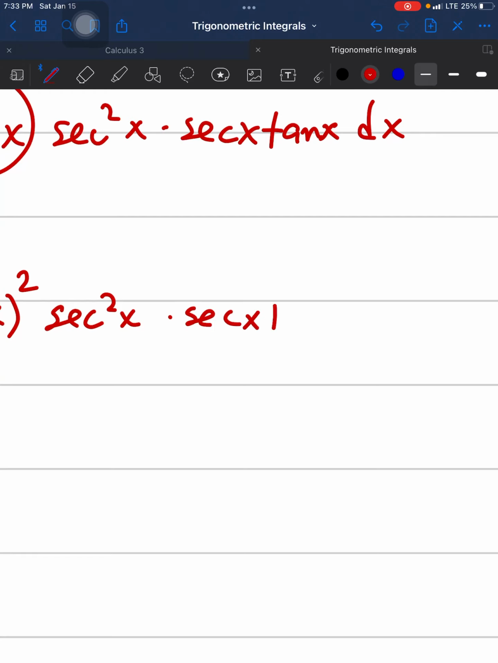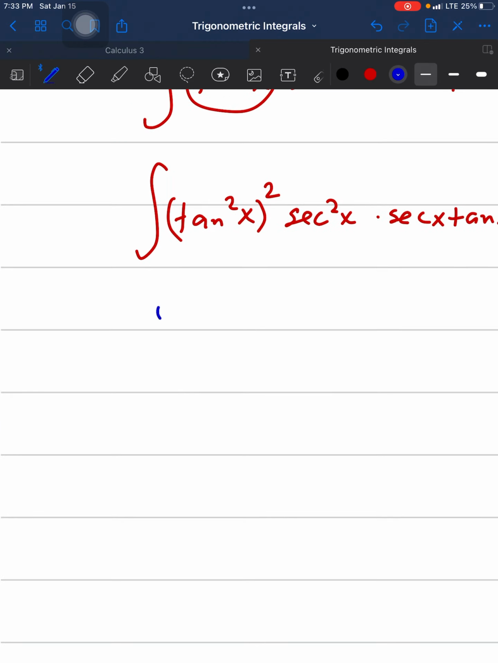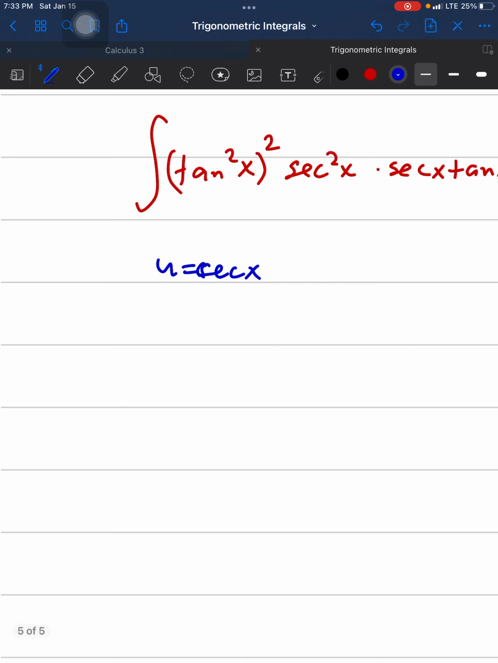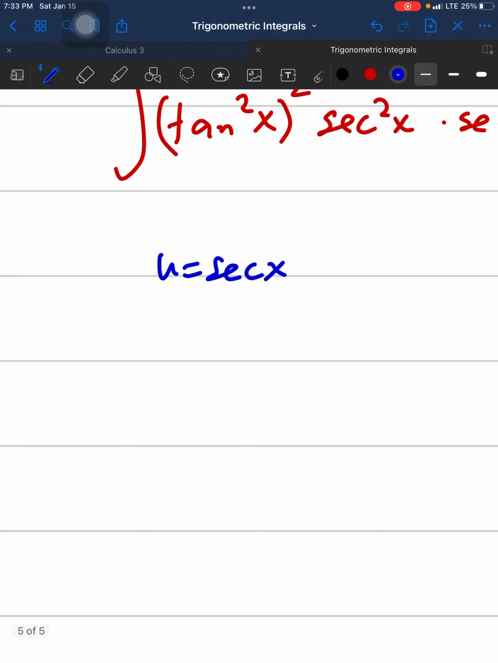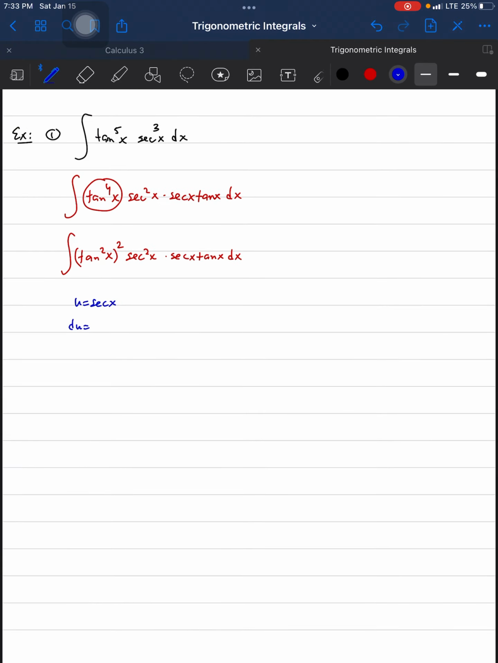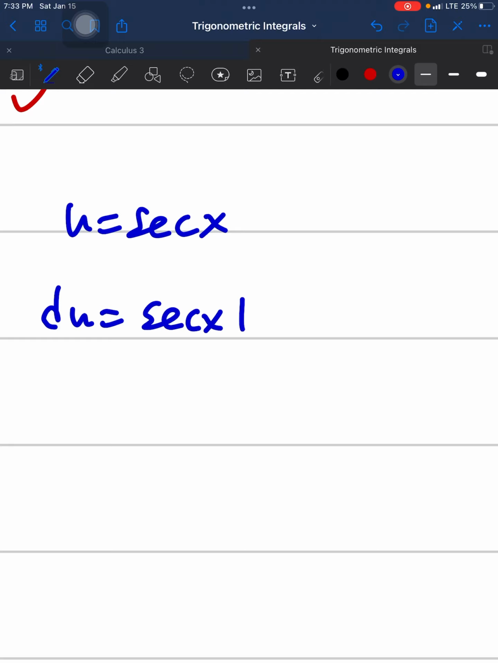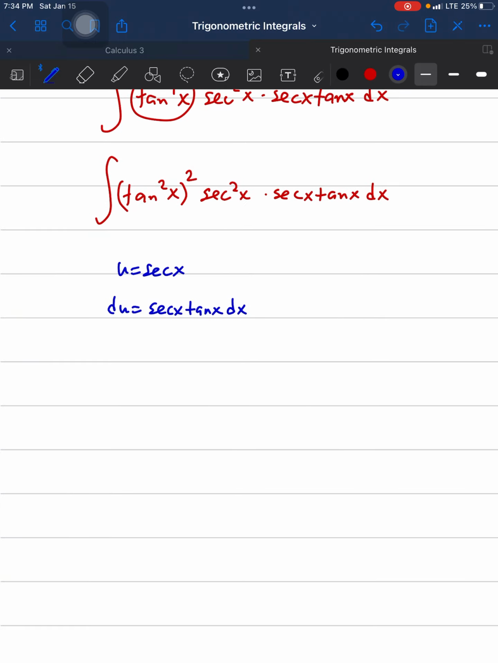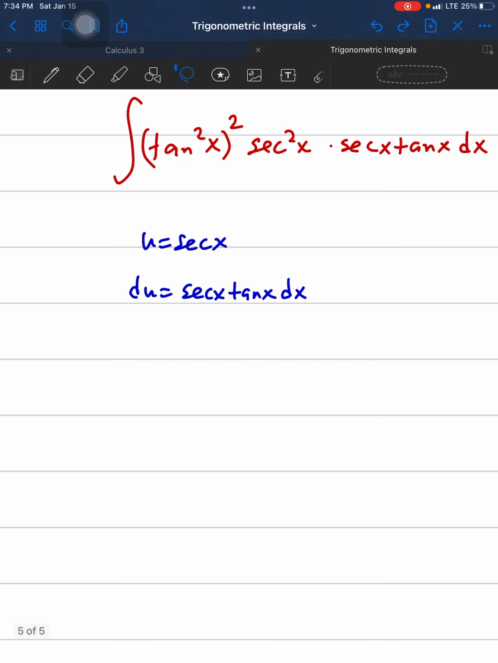So we can set secant equal to u. We have secant x tan x dx here. Now the next step is just set u equal to secant x. This is what we wanted, because once we get to u substitution, everything just simplifies itself. The goal in trig integrals is to get to a point where you're able to do u substitution. The derivative of secant x is just secant x tan x dx, and we have that right here.